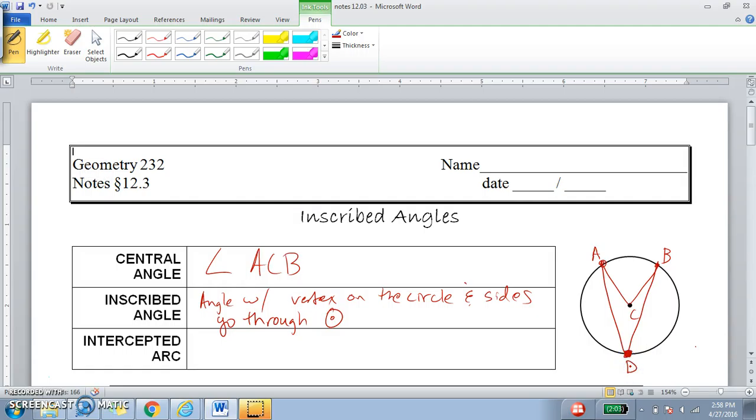The intercepted arc, just like with a central angle, so this central angle intercepts arc AB, it's just the arc that gets cut out of the circle by the angle. Okay, so it intercepts arc AB. It cuts that arc out of the circle.